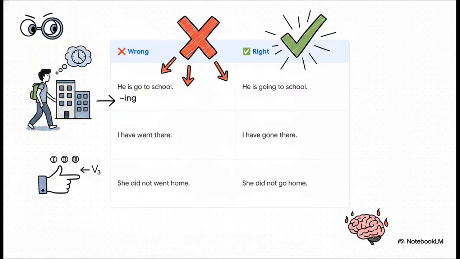Let's be clear. After is, you need that ing form. After have or has, you always use the third form of the verb, the past participle, like gone, not went. And after did not, the verb always snaps back to its original base form. You've got to burn these patterns into your brain.